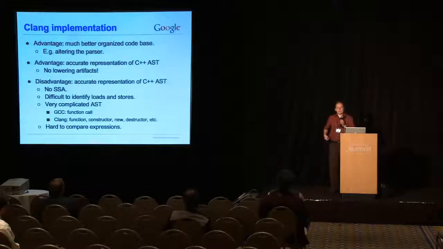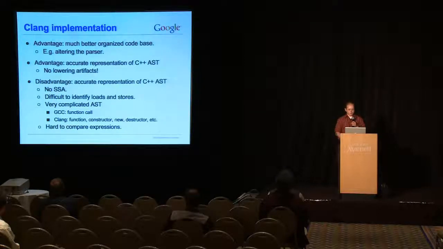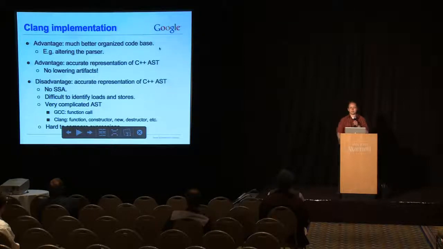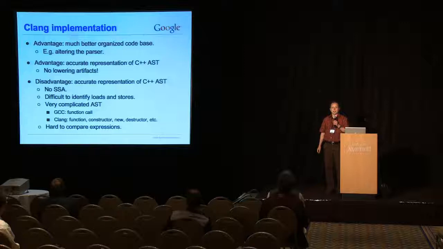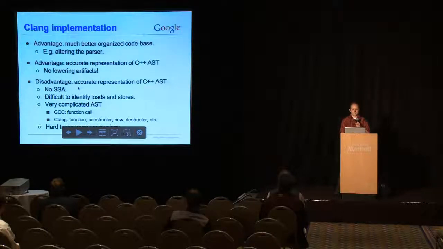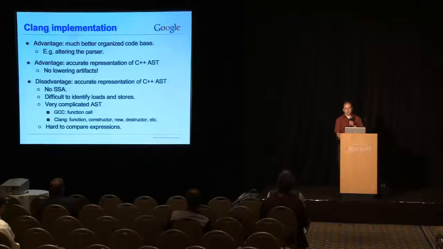So whereas in GCC, you'd have just a function call, in Clang, you've got function calls, you've got method calls, you've got constructors, you've got destructors, you've got calls to new, all of which have to be traversed and handled separately. It's very difficult to compare expressions. They haven't gone to the trouble to identify loads and stores directly in the AST, so you have to do it yourself. And as I mentioned, the fact that it's not in single static assignment form makes parts of the analysis unsound.